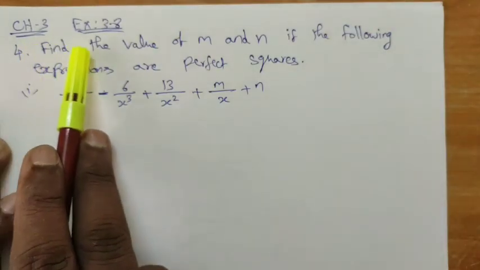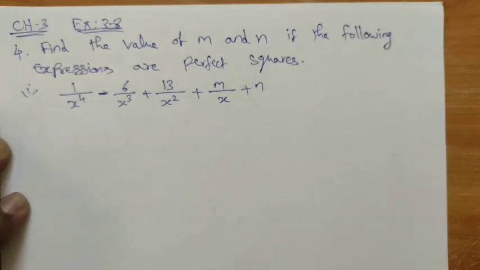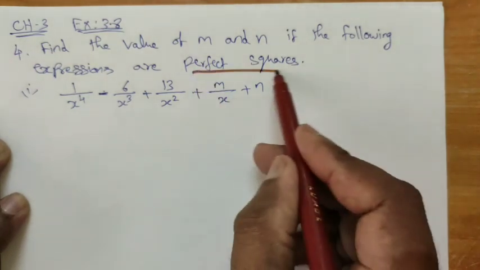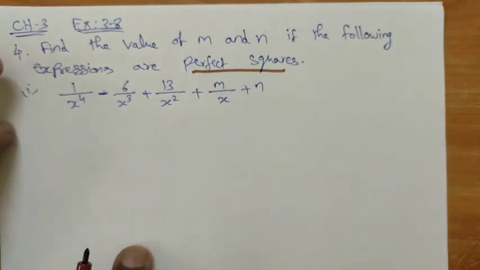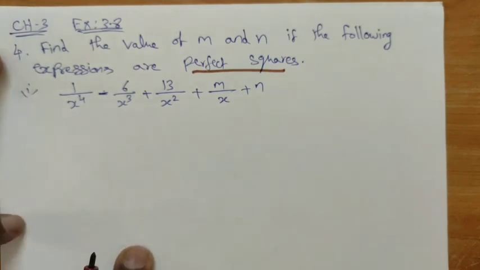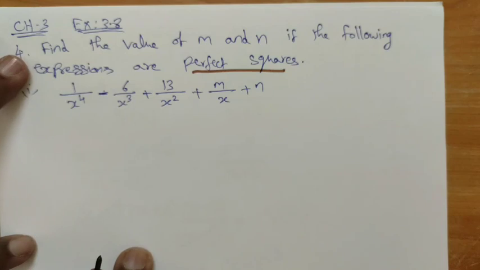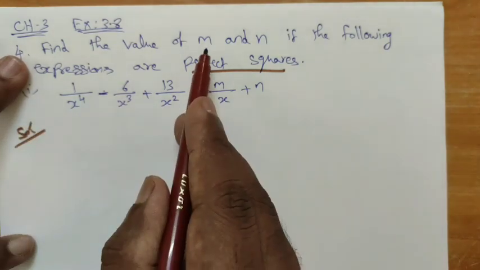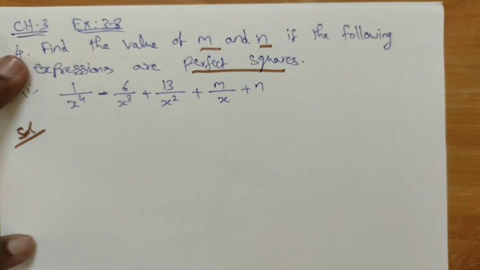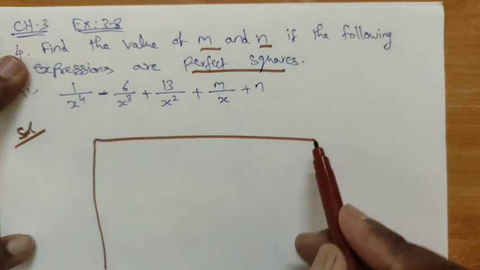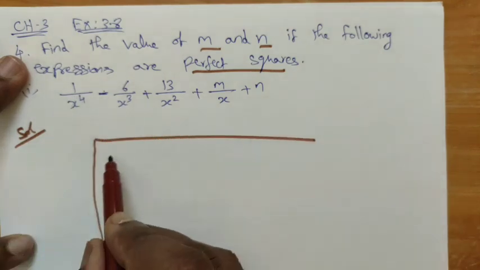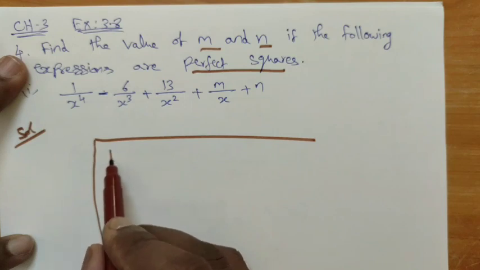Okay, chapter 3, exercise sum 3.8, question number 4. Find the value of m and n if the following expressions are a perfect square, right? The following expression is a perfect square. The first Roman number is given as 1 by x power 4 minus 6 x cube plus 13x square plus m by x plus n. We want to find the value of m and n, right? Here I am taking only the coefficients, not the variables, right? See, the coefficient is here 1 into 1 by x square is 1, right?